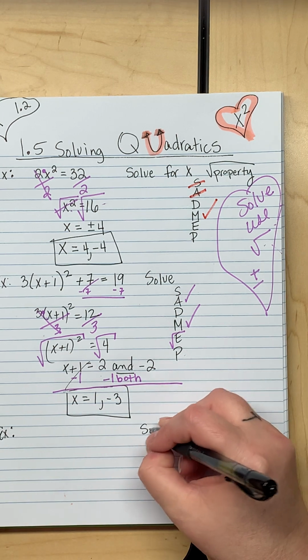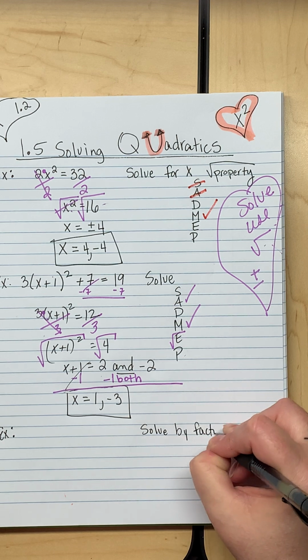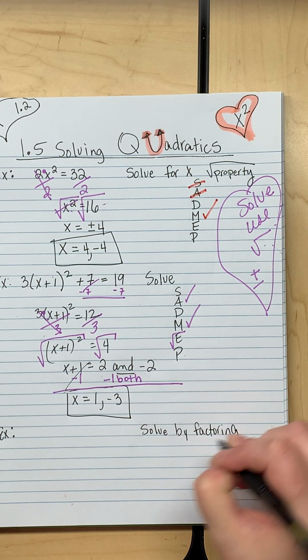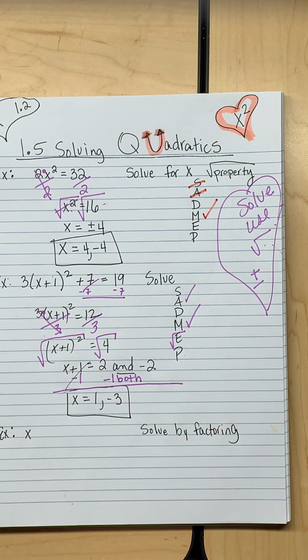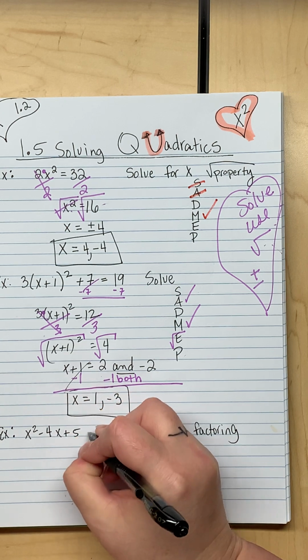Okay, the next thing that we're going to go over is how to solve by factoring. And it's going to be an easy factoring. Solve by factoring. Okay, and let's say we have x squared minus 4x plus 5 equals 0.